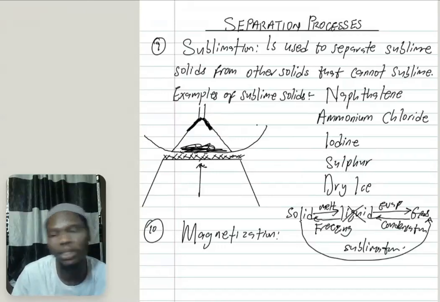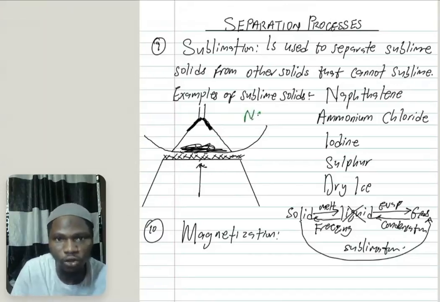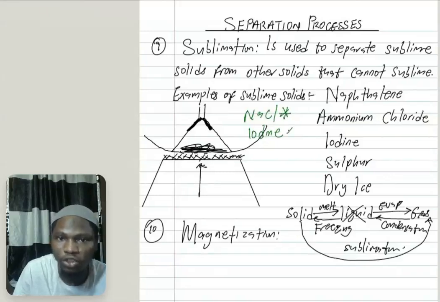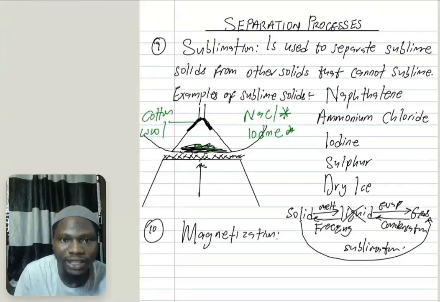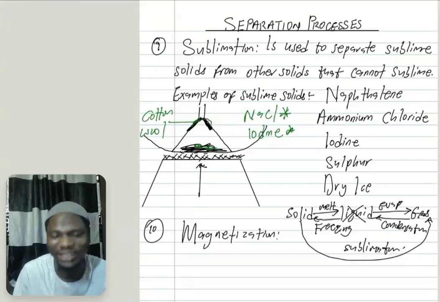So how do we separate them? If they ask you what you can use to separate a mixture of sodium chloride and iodine crystals, what will you use? Sodium chloride doesn't sublime, but iodine can, so the mixture should be poured here. Then when you apply heat, the one that can sublime will quickly change from solid to vapor. You see this black thing here is cotton wool. When it moves to this side, it becomes cooled and turns back to solid again.